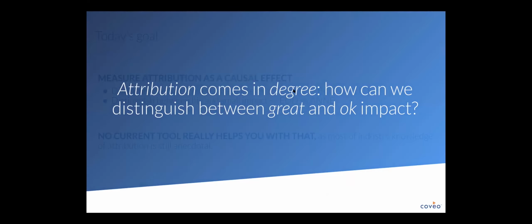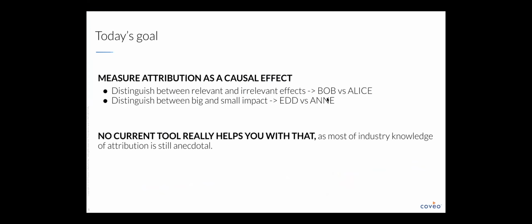So today's goal is to try and find a way to measure attribution in an e-commerce shop, but we're going to see this obviously goes more general than that as a causal effect, which means we're going to try and distinguish when what happens between the shopper and the machine is a cause, not just a correlation or a predictor of the final consumer choice. No current tool really helps you with that.